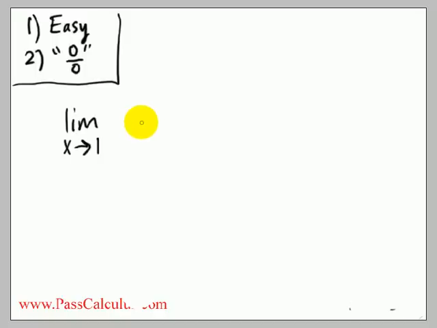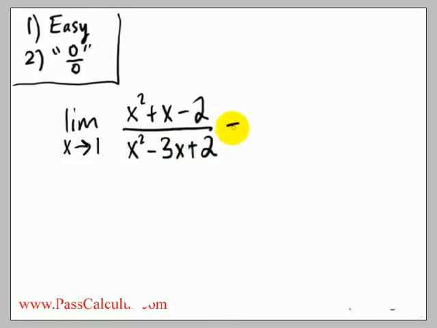The limit as x goes to 1 of x squared plus x minus 2 over x squared minus 3x plus 2. Okay? Well, when I put 1 in the top, I get 1 plus 1 minus 2, which is 0. In the bottom, I get 1 minus 3 plus 2, which is also 0. So this is of the type 0 over 0.